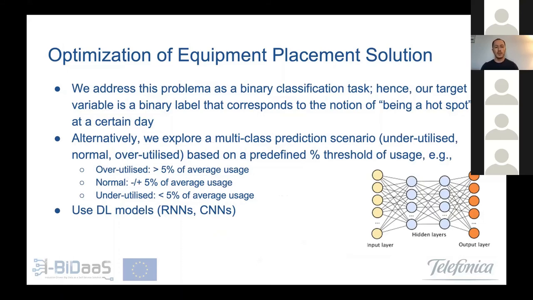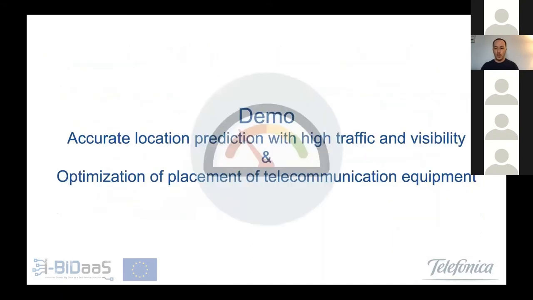Alternatively, we also explore a multi-class prediction scenario where we classify an antenna as underutilized, overutilized, or working under normal conditions, based on a predefined percentage threshold of usage. And now we'll conclude with a demo of these two use cases.